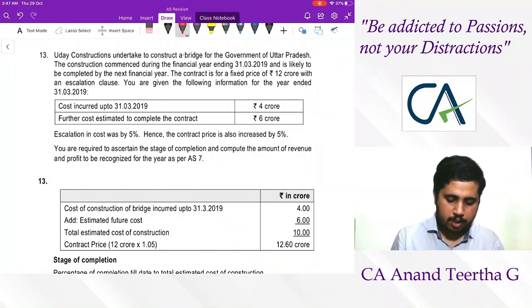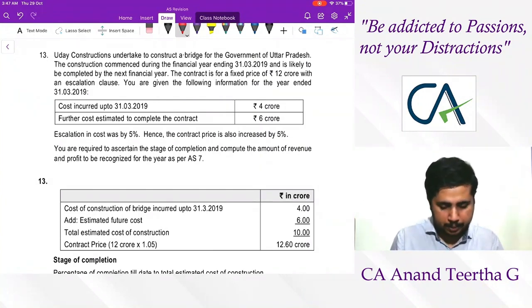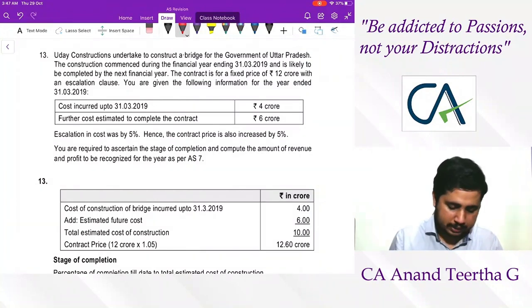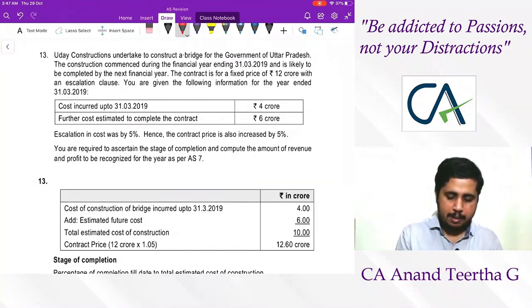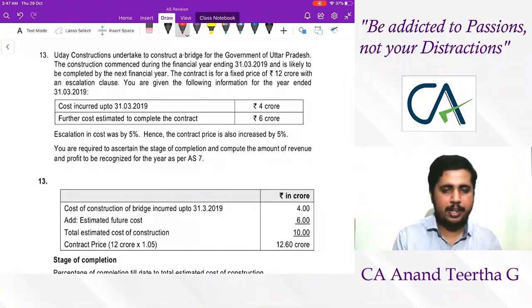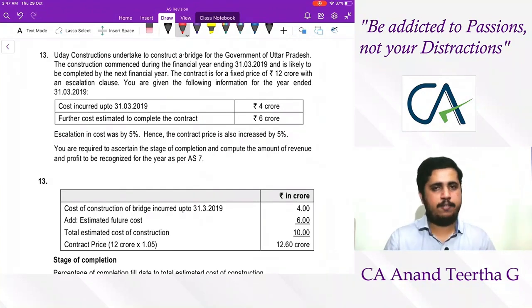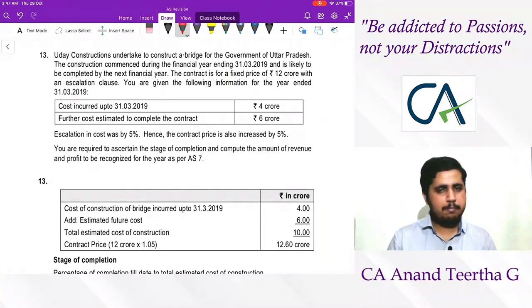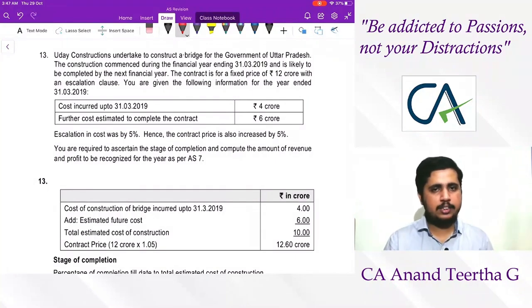You are given the following information for the year ended 31/3/19. Cost incurred up to 31/3 is 4 crore. Further cost estimated to complete the contract is 6 crore. Escalation in cost was by 5%. Hence the contract price is also increased by 5%. You are required to ascertain the stage of completion and compute the amount of revenue and profit to be recognized for the year as per AS7. Okay, so simple question if these kind of things are asked, but yes, you have to use your mind properly here.